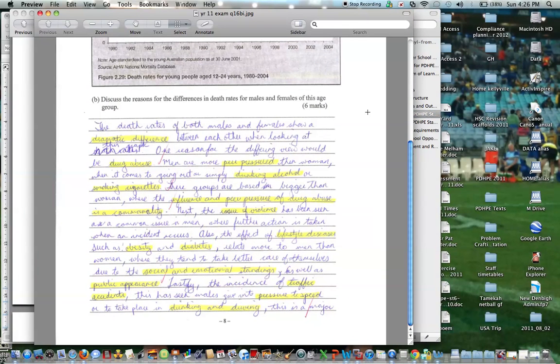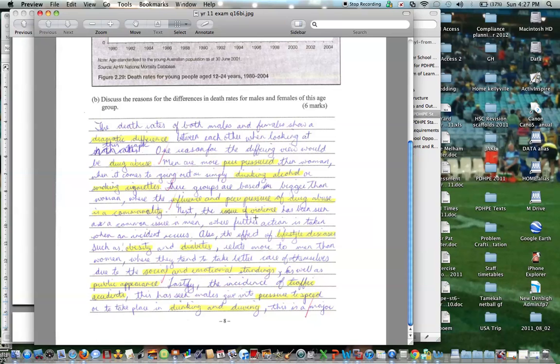The death rates of both males and females show a dramatic difference between each other when looking at this graph. Straight away, he reworded the question in his answer, and he made mention of the graph. One reason for the difference would be drug use. Men are more peer pressured than women when it comes to going out, simply drinking alcohol or smoking cigarettes. These groups are based in women, where the influence of peer pressure or drug abuse is a commonality.